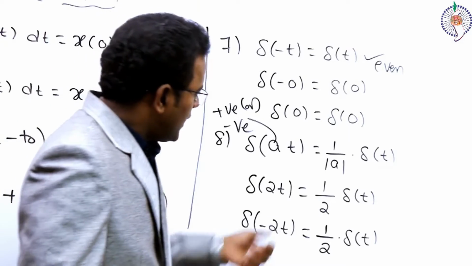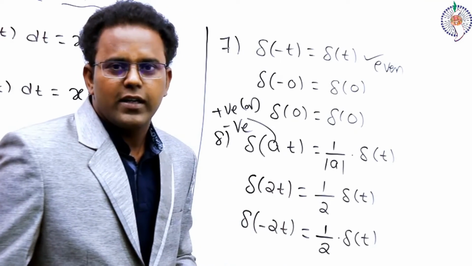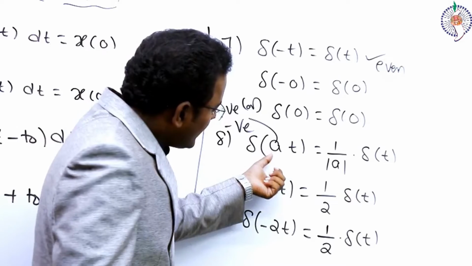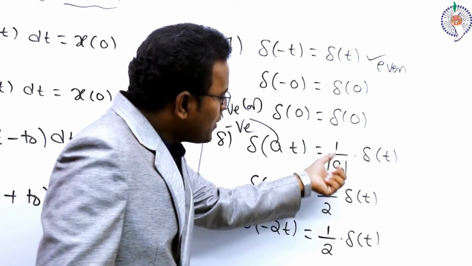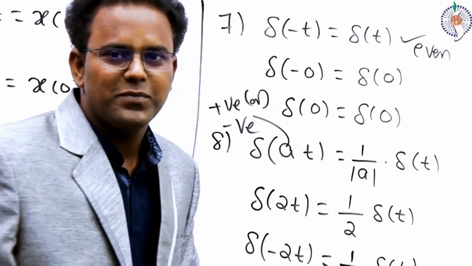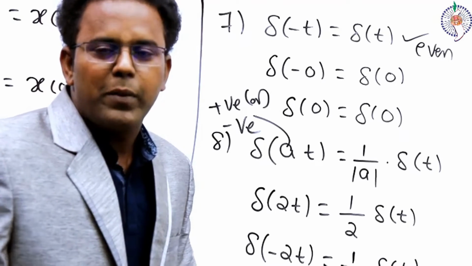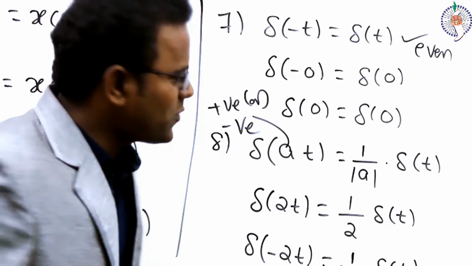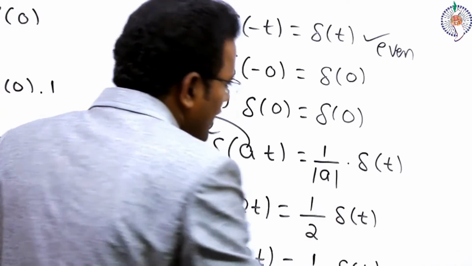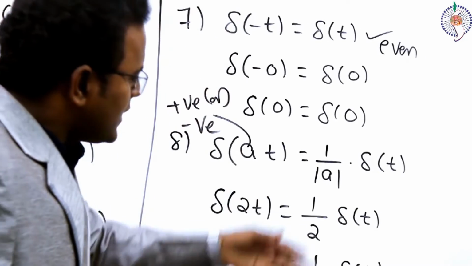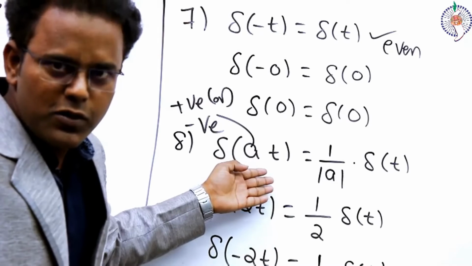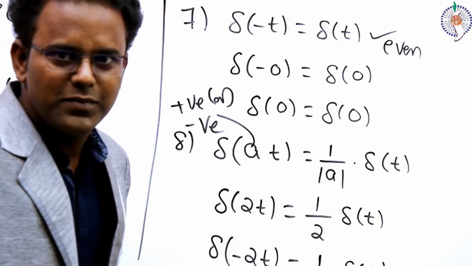Just now, one of the students asked how I wrote delta of at value is 1 by mod a into delta of t. Here we are preparing for our competitive examination, so that's why I am not deriving that. If you want, you can ask personally. You can bring it out from the derivation, but I wrote it here directly. Please note it.